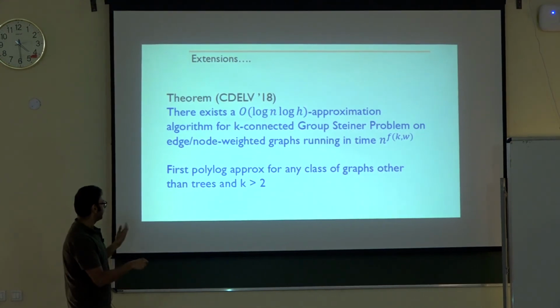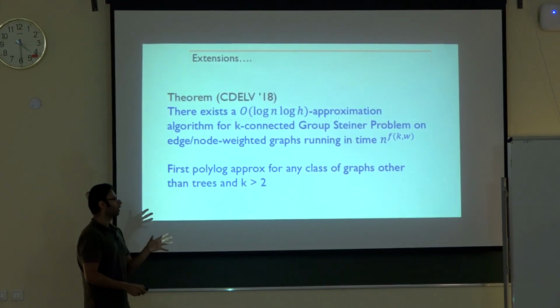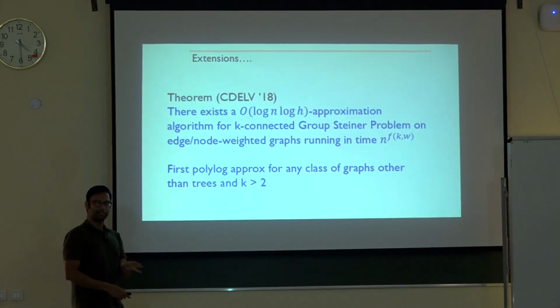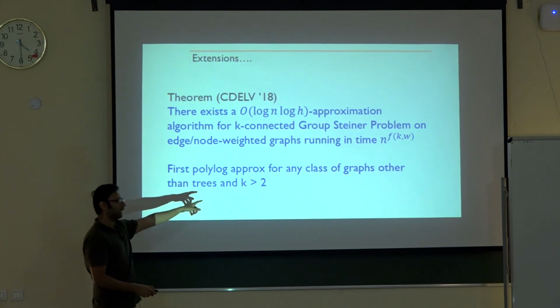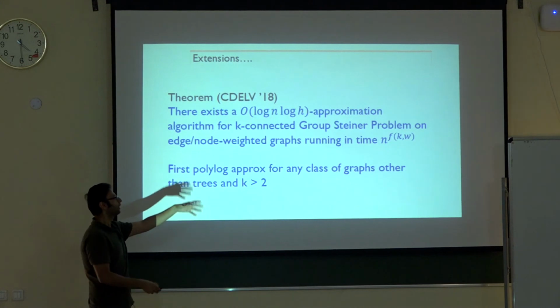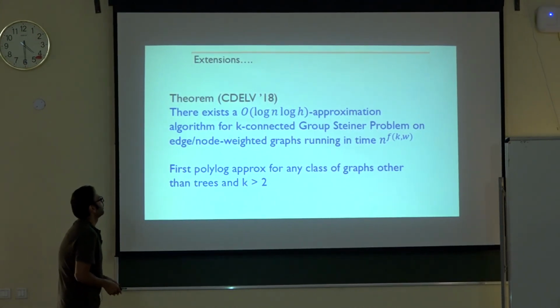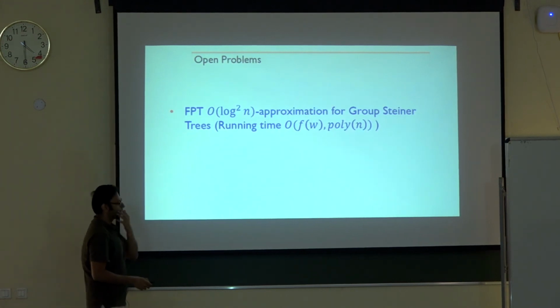However, the upshot is that this is the first polylog approximation for any class of graphs other than trees for this problem, with k greater than 2. So if k is a small constant, let's say 3 or 4, then this is a polynomial time approximation. Let me conclude with two open questions.